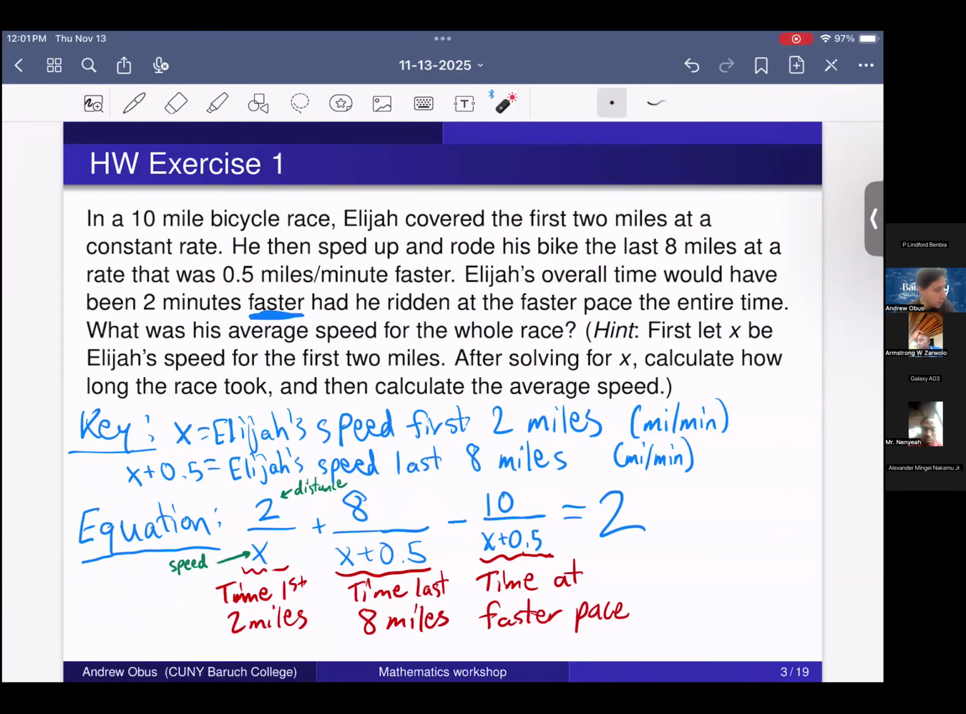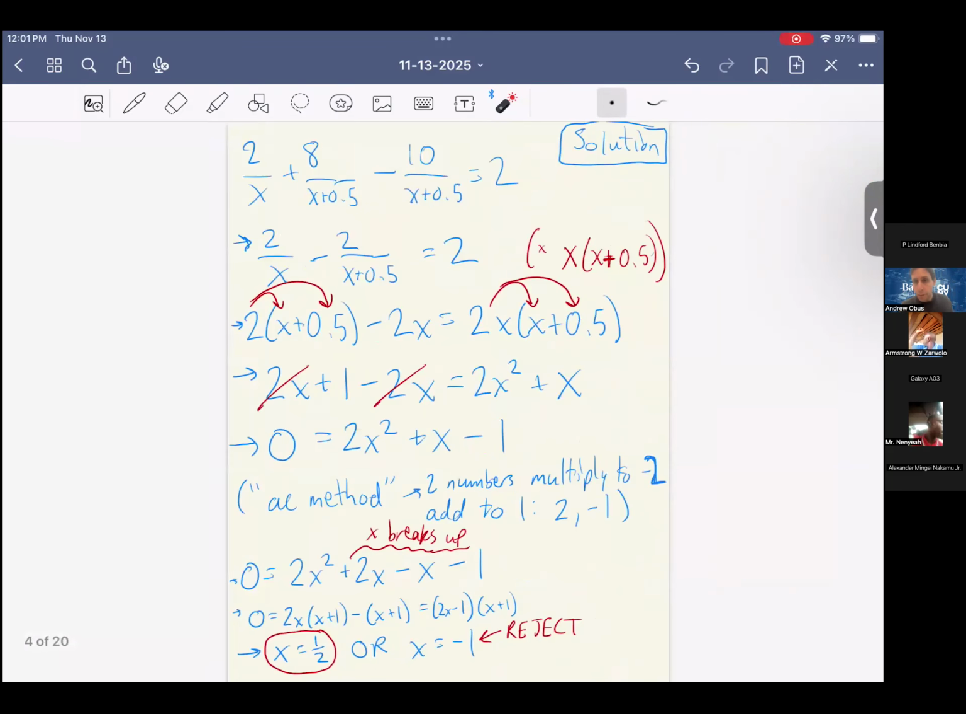Right. So we set this up because basically these first two terms here represent how much time it took to finish the race, and the second term here represents how much time it would have taken if Elijah rode at the faster pace the entire time. And so the setup is that the difference between these two things is 2. Is that okay? Yes. Okay, so everything's okay.